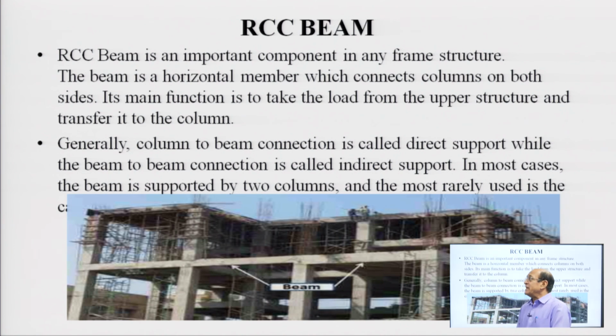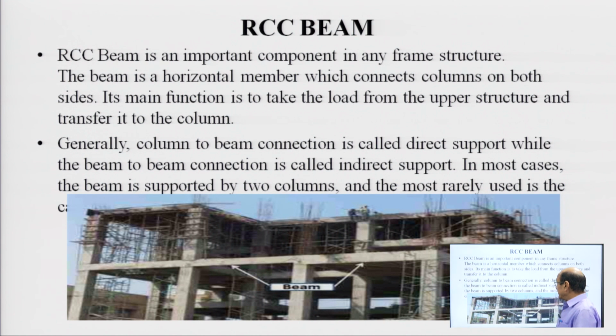Now, come to the RCC beam. RCC beam is an important component of any frame structure. The beam is a horizontal member which connects columns on both sides. Its main function is to take the load from the upper structure and to transfer it to the column, and finally, the column transfers the load to the foundation and finally to the soil. Generally, column to beam connection is called direct support, while the beam to beam connection is called indirect support.